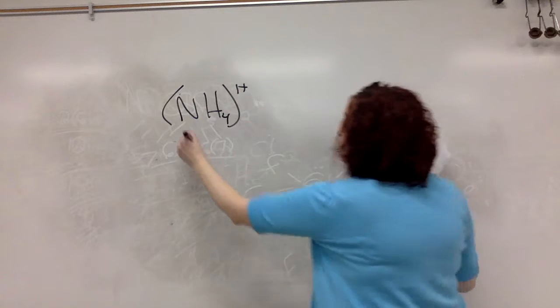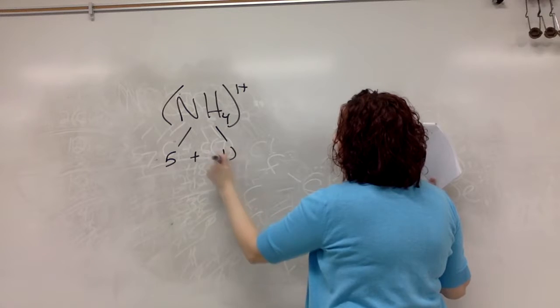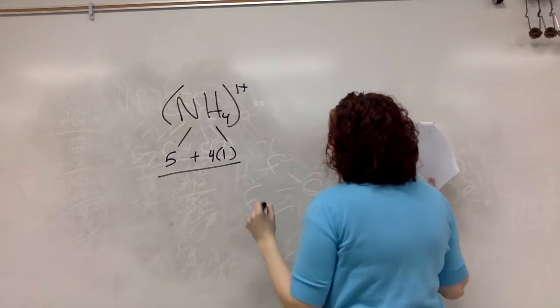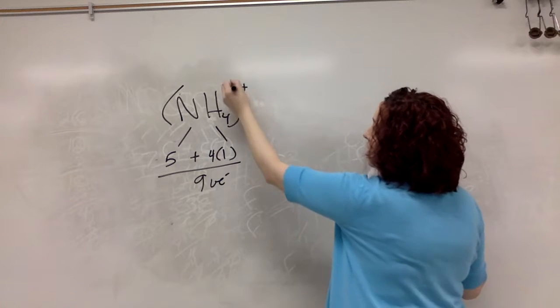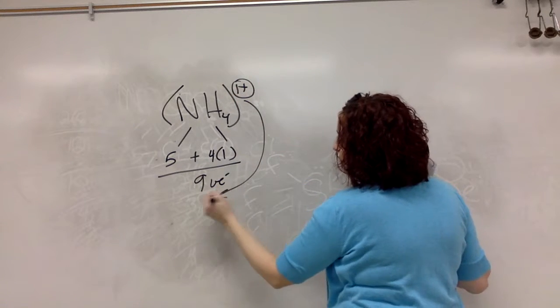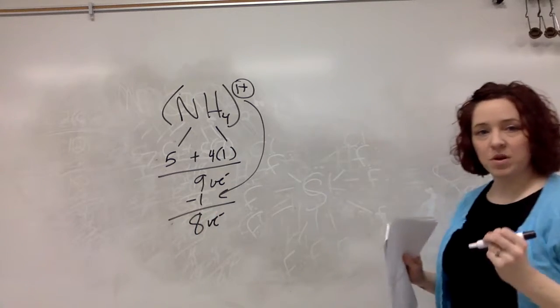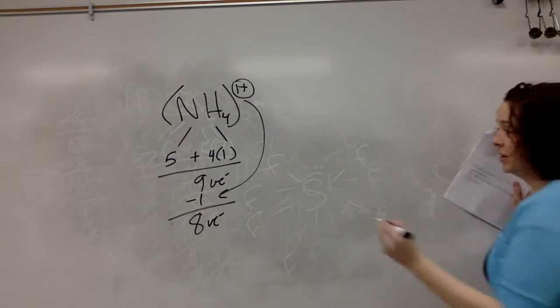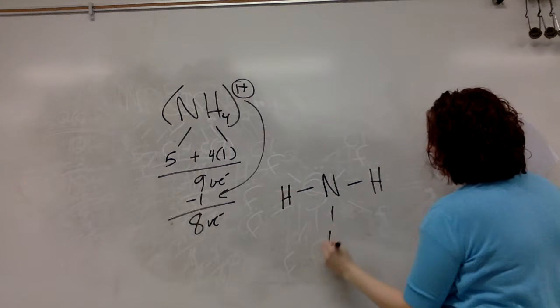Step 1, nitrogen is 5. Hydrogen is 1 valence electron times 4. So that's 9 valence electrons. But because it has a +1 charge, that means we have to subtract 1, because that means he lost 1. And now we draw the picture. Nitrogen's in the center. 4 hydrogens.